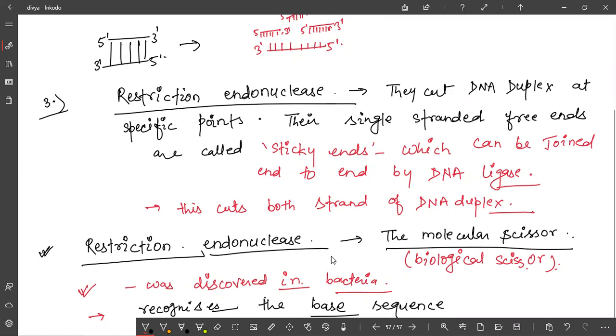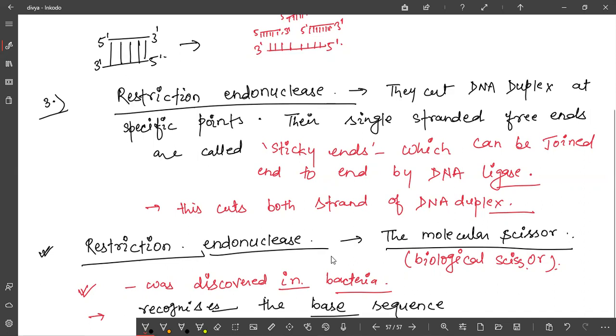Four nitrogenous bases are there. Those four: cytosine, thymine, guanine, and adenine. Adenine, guanine, cytosine, and thymine.